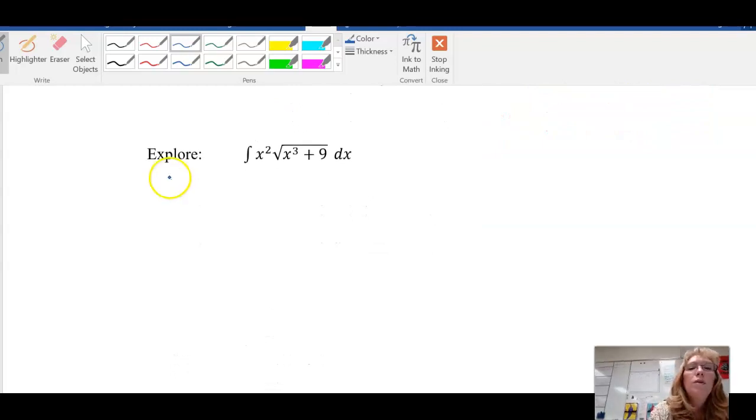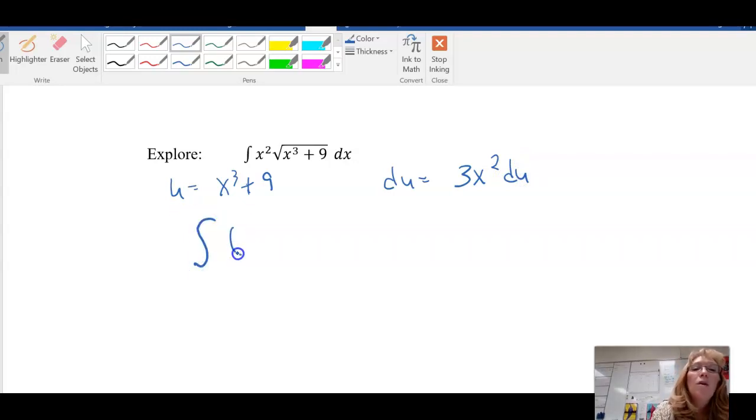Okay, step 1, what's u? U is x cubed plus 9. So your derivative has to be 3x squared du. All right, let's rewrite this problem. So I'm going to put x cubed plus 9 to the 1/2 power, and I have x squared dx.